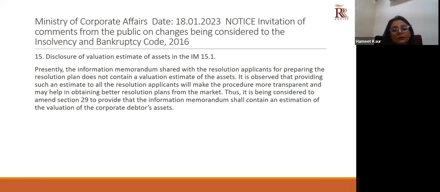Thus, it was considered to amend section 29 to provide that the IM shall contain an estimation of valuation of the CD's assets. But this was not considered in the amendments that have been brought into effect in October 2023. So this has not gone well with the stakeholders of this market, who must have given their views on why valuation should or should not be considered in the IM.